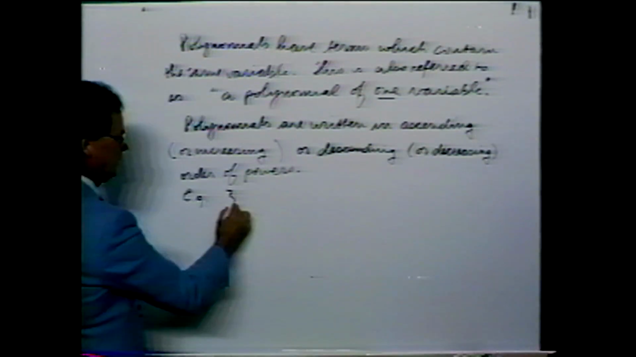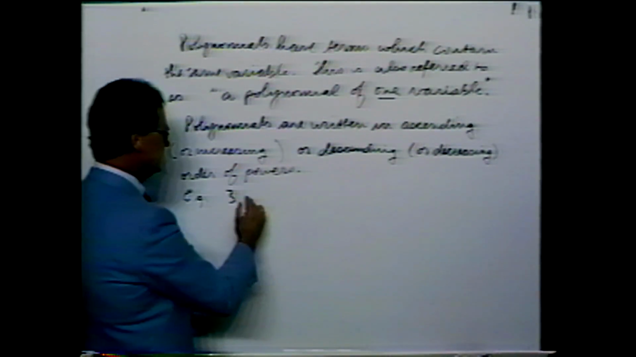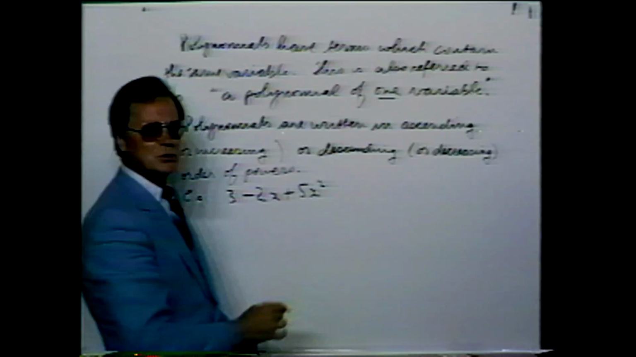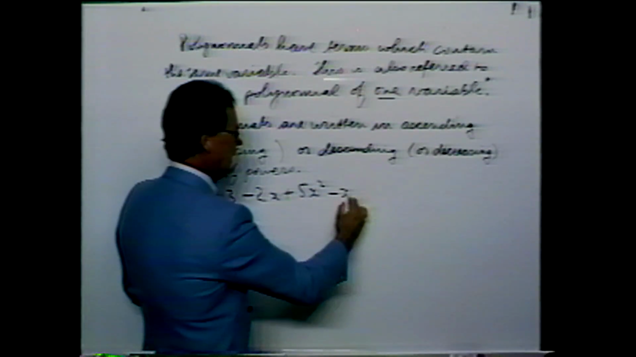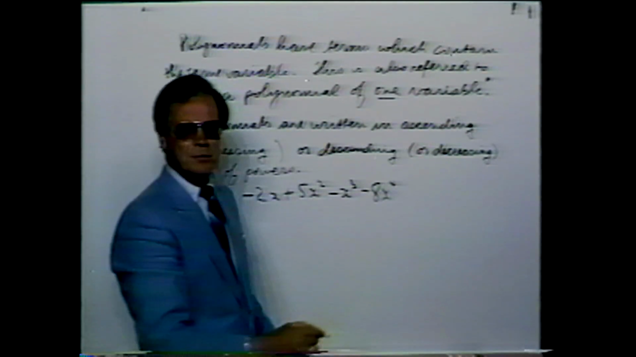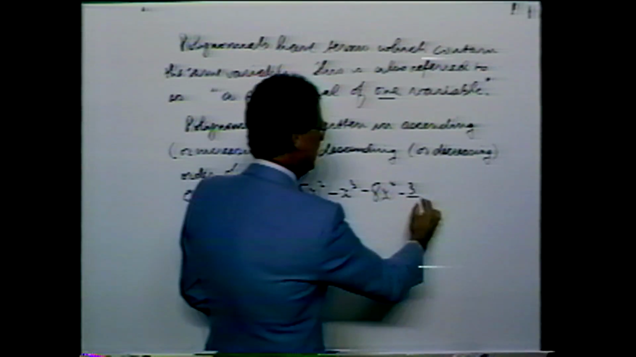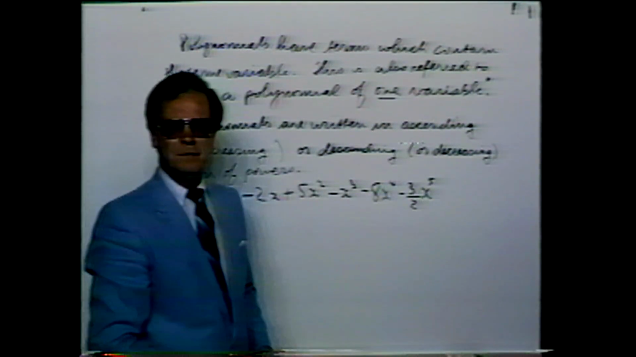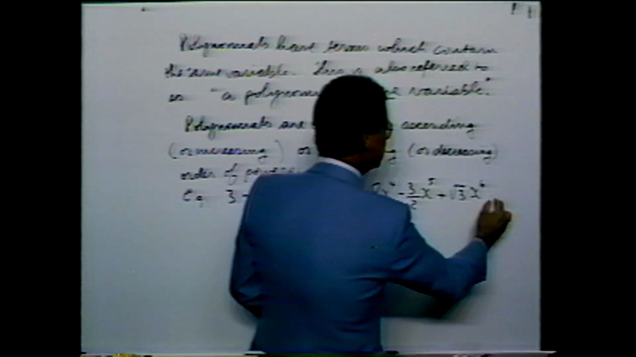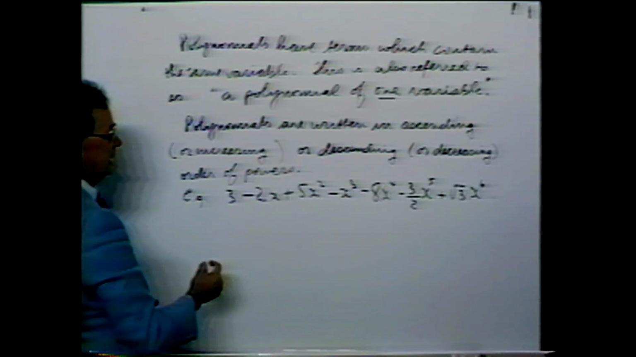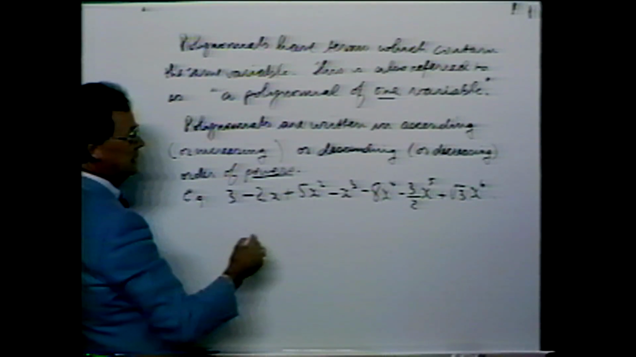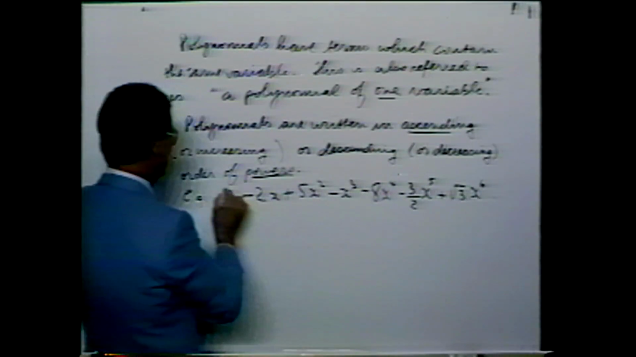For example, 3 minus 2x plus 5x squared minus x cubed minus 8x to the fourth minus 3 halves x to the fifth plus the square root of 3 x to the sixth, and so on. We would say that these powers are written in ascending order.